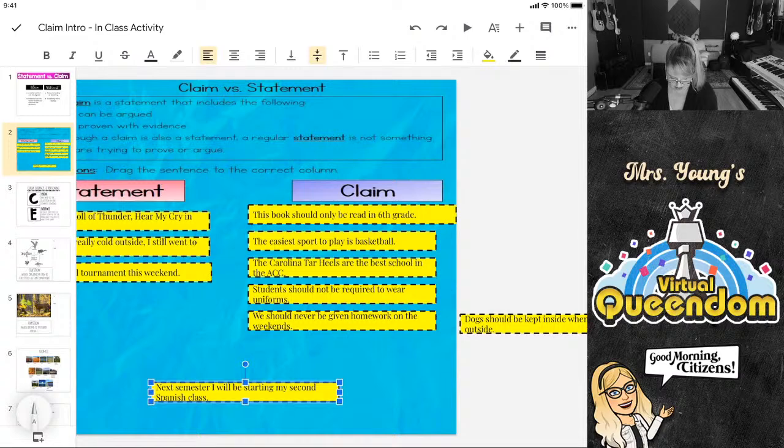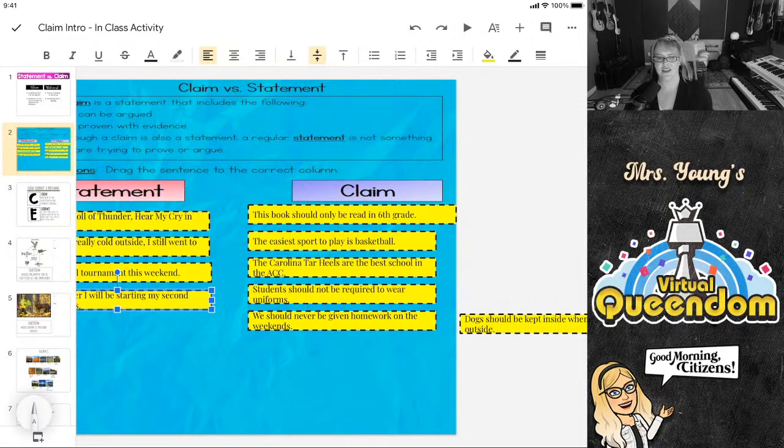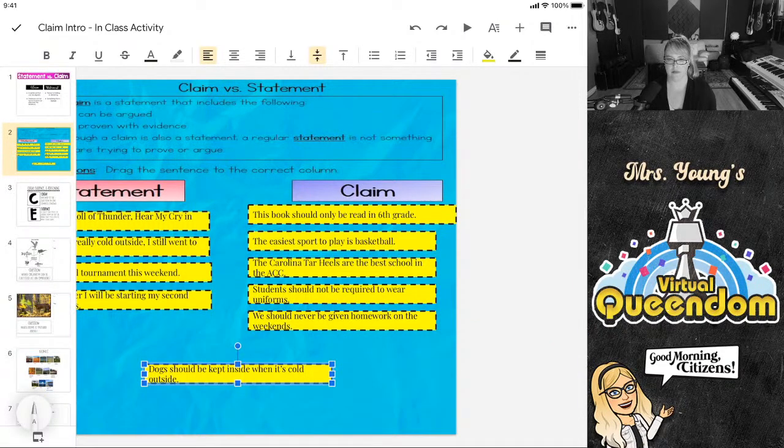Yeah, it's just stating a fact. Not necessarily something arguable. Dogs should be kept inside when it's cold outside. Good job. It's arguable.